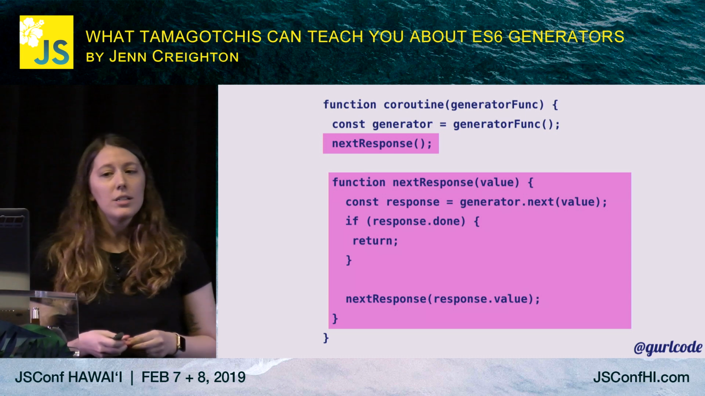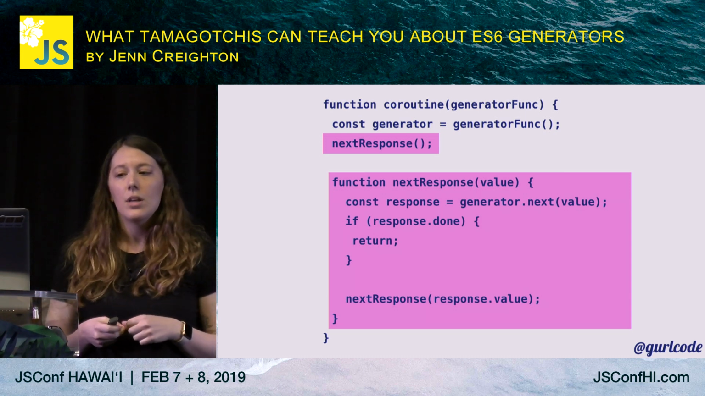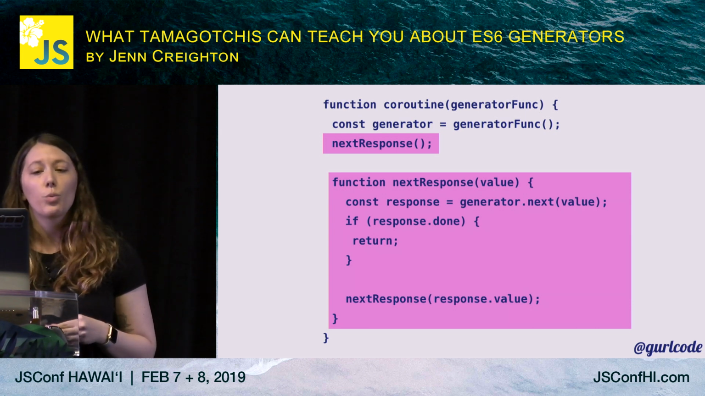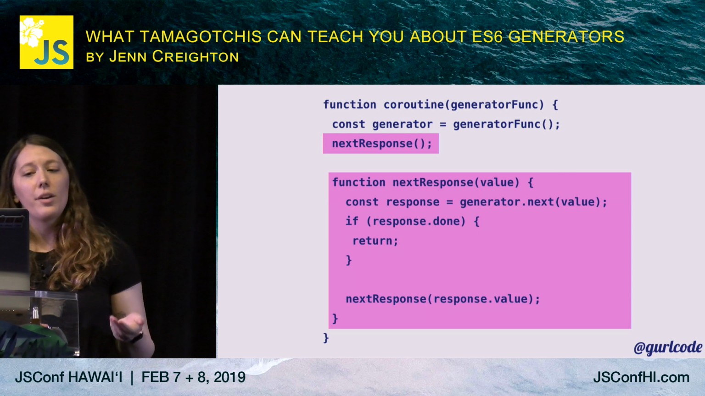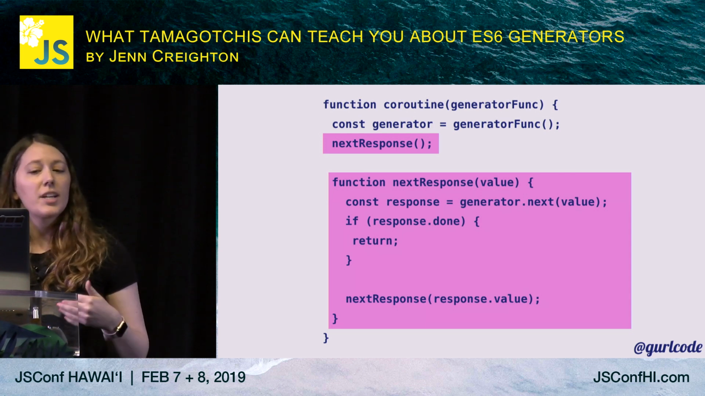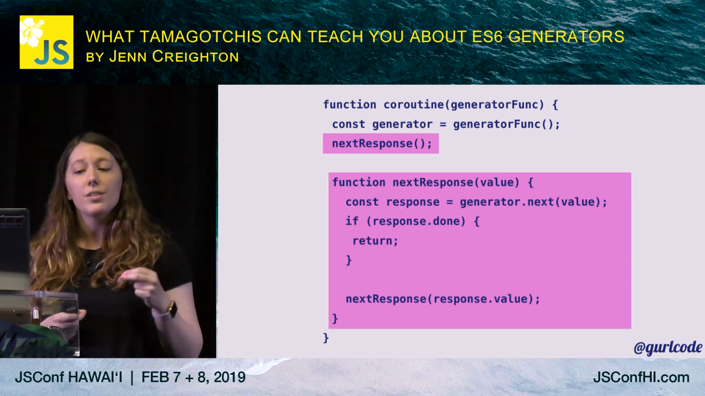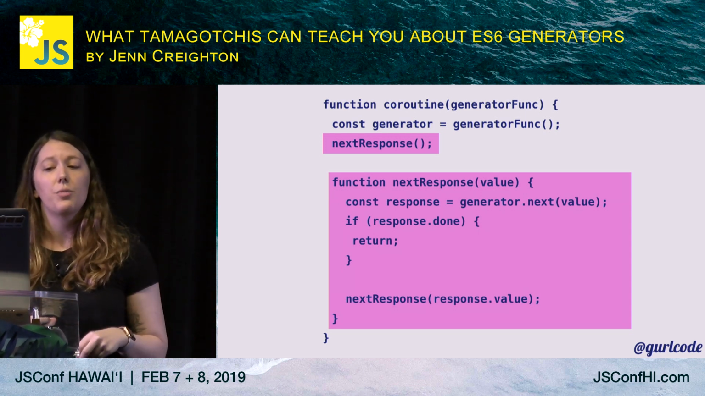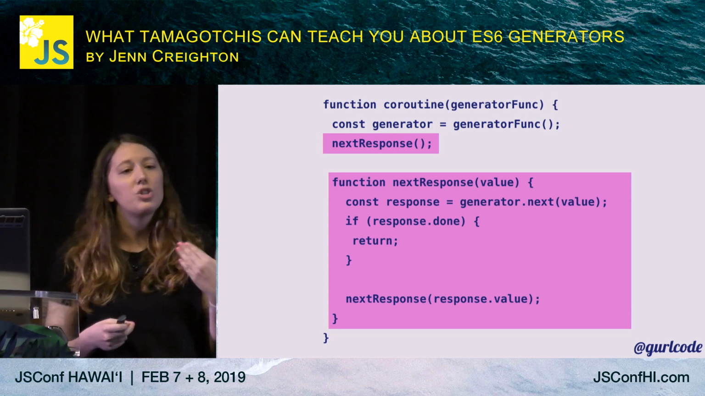The inner function, next response, calls the generator's next method. This starts the generator, which will run until it encounters a yield statement. At this time, the generator returns an object with the value key and the done key. Next response evaluates whether the generator is done or not, and if not, it calls itself with the value from the generator's response. And this loop continues until the generator is done.